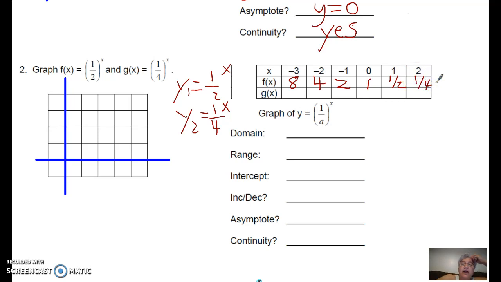So we're now on my brown color. I'm going to graph this before I switch to our g of x function. When I have -1, I have 2. When I have 0, the y value is 1. At 1, it's 1/2. And then at 2, it's 1/4. This is our f of x function.